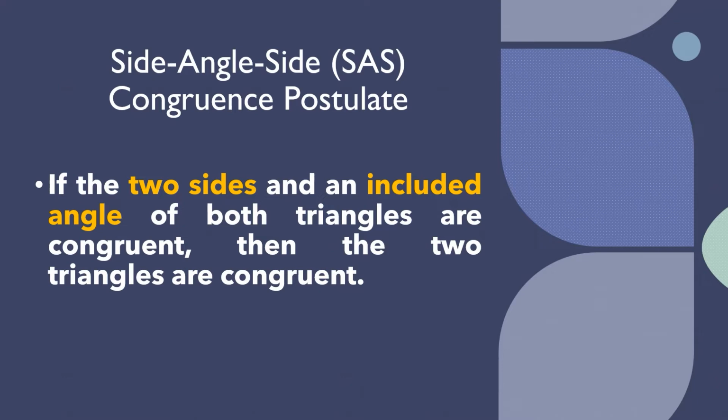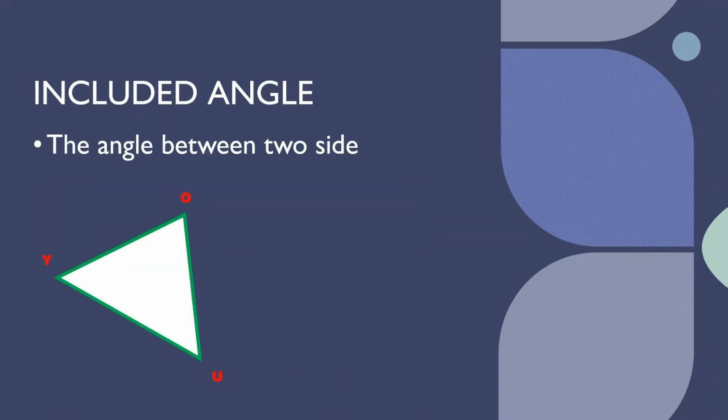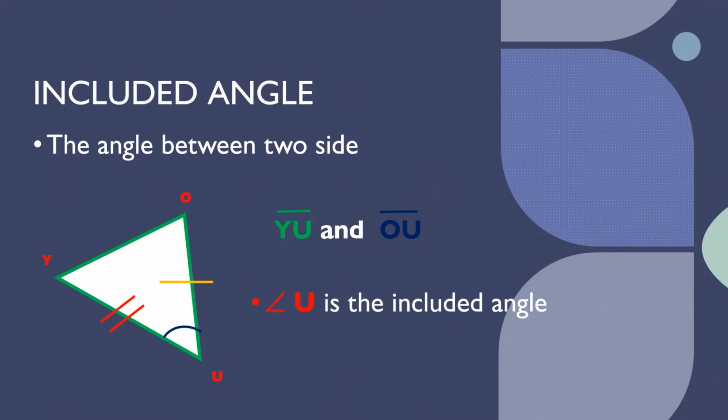This states that if two sides and an included angle of both triangles are congruent, then the two triangles are congruent. Take note, dear grade 8, we have here the word included angle. So what is an included angle? Included angle is the angle between two sides. Given this triangle YOU with the following hatch marks: side YU and side OU. What is its included angle? Yes, the included angle is angle U.